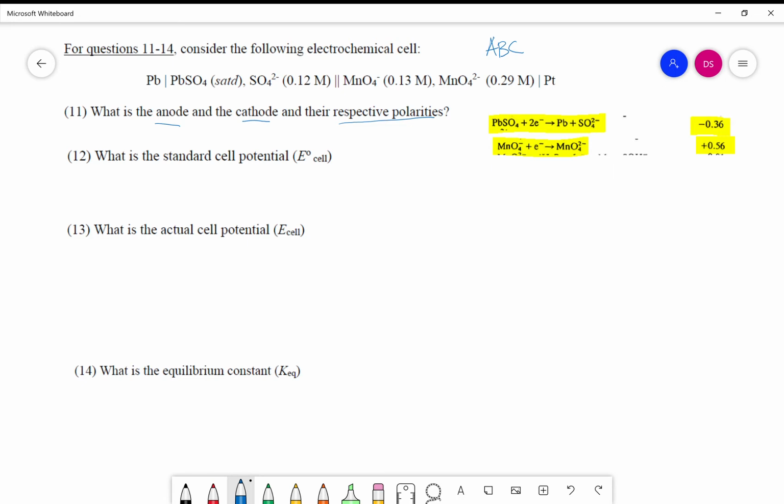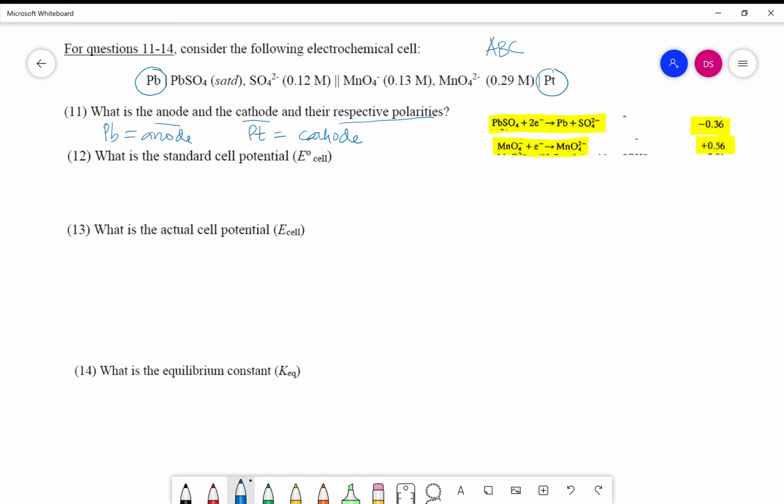Whether you have a galvanic cell or an electrolytic cell, the anode is always positioned on the left. So your lead is the anode, right? And your platinum is the cathode. So Pb is the anode and platinum is the cathode. It's always like that, whether you have galvanic or electrolytic.